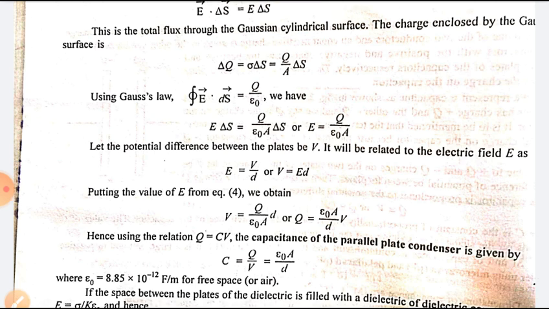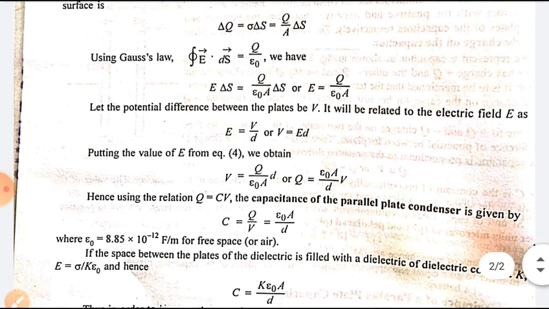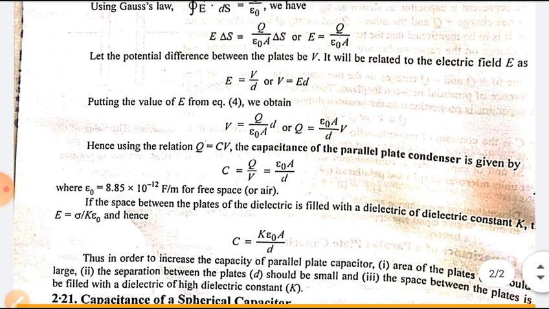Hence, using the relation Q is equal to CV, the capacitance of the parallel plate capacitor is given by C is equal to Q upon V is equal to epsilon naught A upon d, where epsilon naught is equal to 8.85 into 10 to the power minus 12 farad per meter for free space. If the space between the plates is filled with a dielectric of dielectric constant K, then E is equal to sigma upon K epsilon naught, and C is equal to K epsilon naught A upon d.